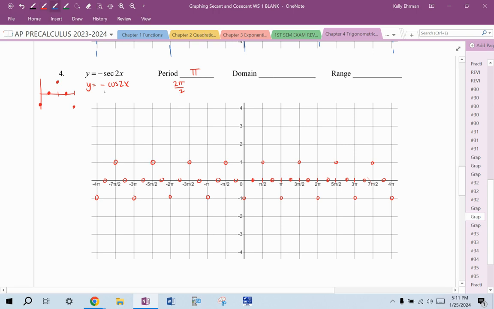It's up to you. There are a lot of different ways to approach this, but when I'm grading it, I just am checking that you have enough periods to fill the window and you have the vertical asymptotes in the correct location and that the branches are starting at the correct point and fitting into the vertical asymptotes.